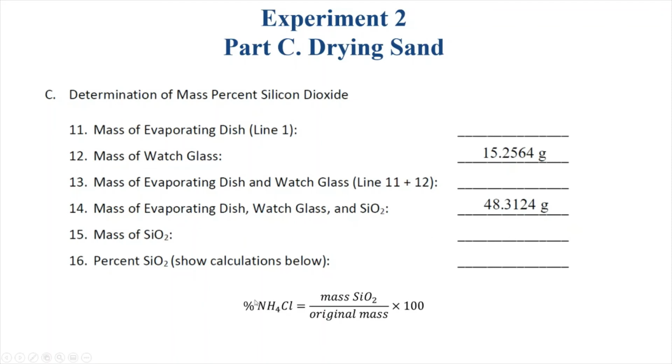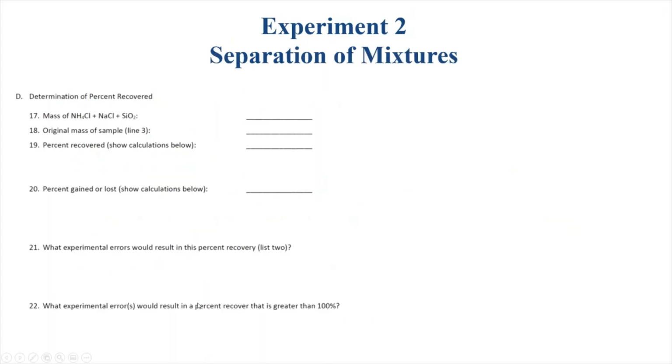And then again, I made a mistake here when I was copying and pasting. So the percent of the silicon dioxide is going to equal the mass of the silicon dioxide divided by the original mass. So we'll go right back to the beginning to see what our original mass was. So that's going to give us our percent for the silicon dioxide.